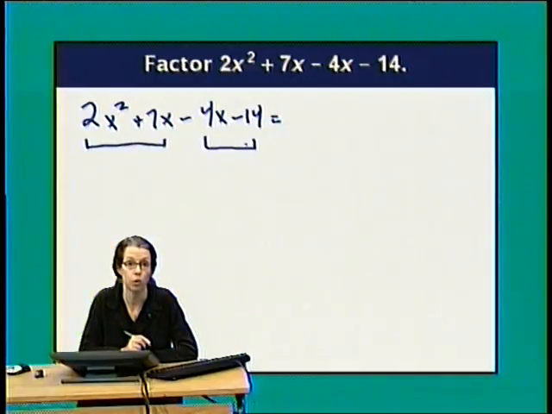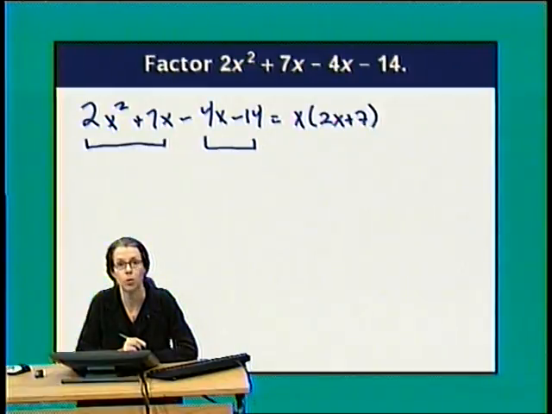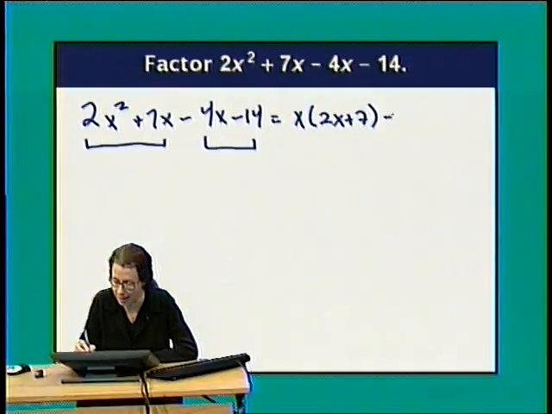Looking at these 4 terms in groups of 2, I see that in the first pair of terms there is a common factor of x. If I factor that out, I leave behind a 2x plus 7. In the second 2 terms, there's a common factor of 2. But remember, Candace mentioned that in some situations it helps to factor out a negative. And this is one of those situations where that's very helpful. I'm going to factor out a negative 2 rather than a positive 2.